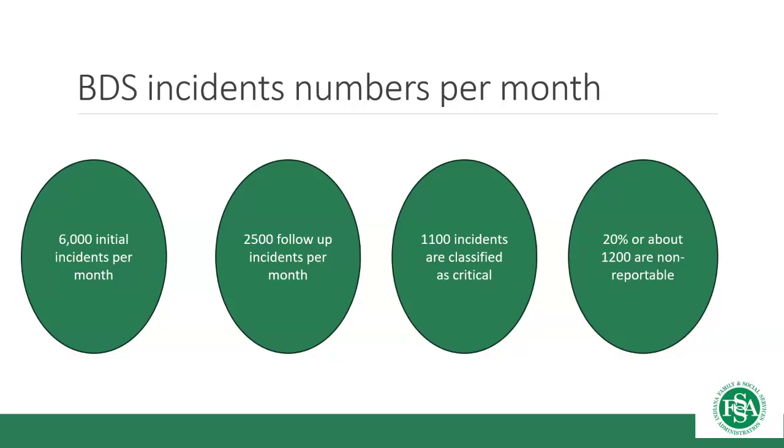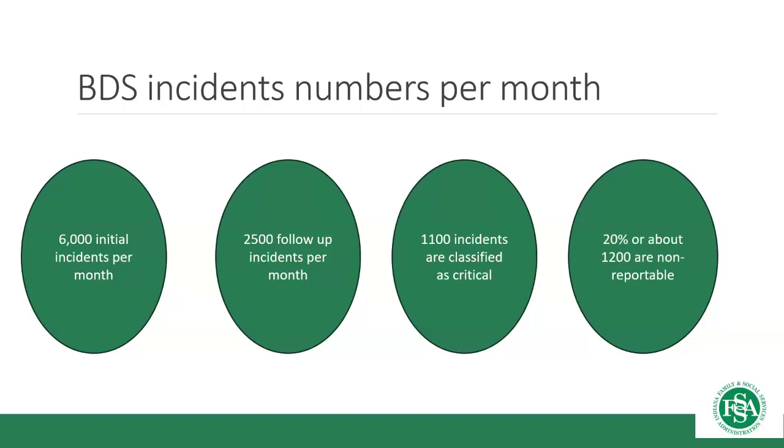BEADS receives on average 6,000 incident reports per month and 2,500 follow-up reports. 1,100 initial incidents are classified as critical, and about 20% or 1,200 incident reports filed per month are non-reportable. This data does not include the individuals on the TBI and A&D waivers.